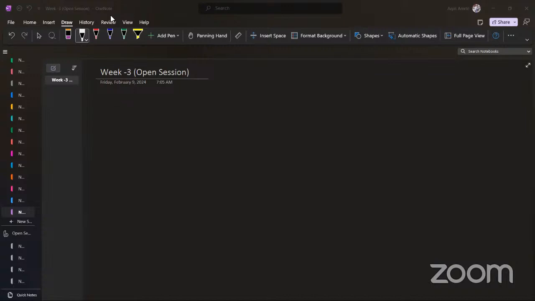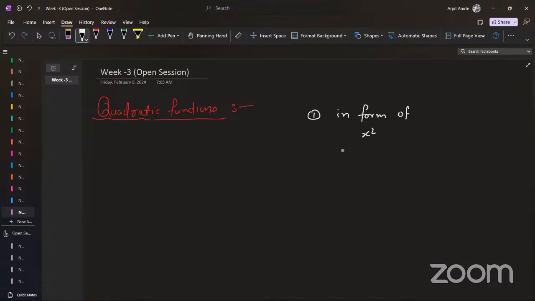So what is a quadratic function, basically? Did anyone hear about it? Someone said, in the form of x square. Another one is in the form of ax square plus bx plus c, where a is not equal to 0. Which one is correct, the first one or the second one? Both are correct, sir. Quadratic means it should be in the form of x squared.